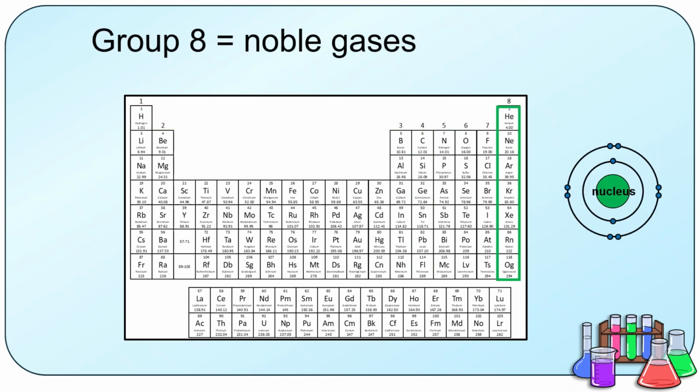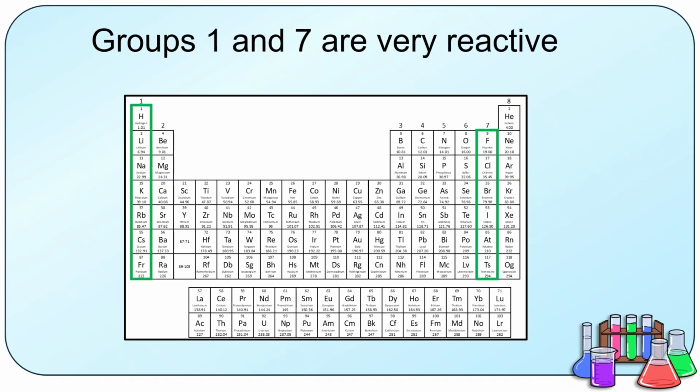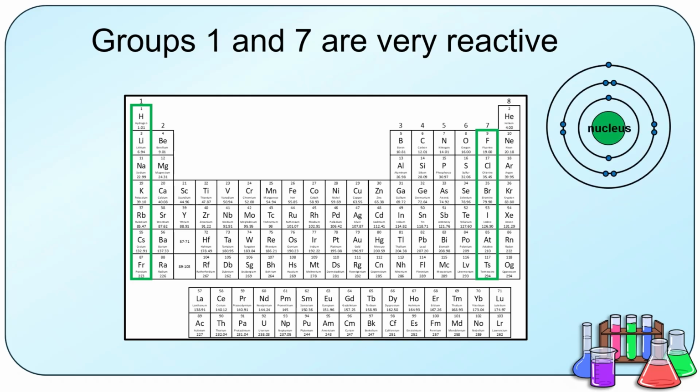Group 8 elements are called noble gases because they have a full valence shell, so they don't need to gain or lose electrons, and therefore they will not react with other substances. Groups 1 and 7 are very reactive because of how close they are to a full shell. Let's look at this atom from group 1. A group 1 element will react to lose this 1 valence electron. Here's an atom from group 7. It will react to gain 1 more electron.